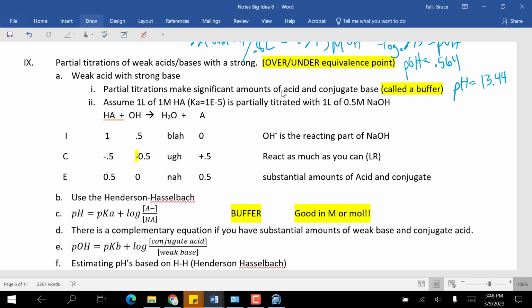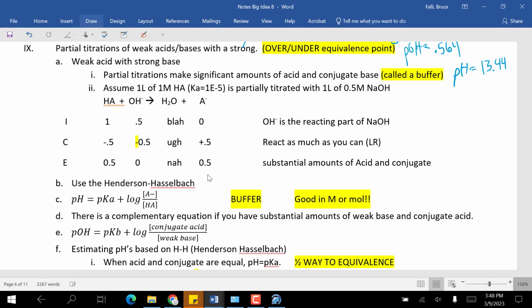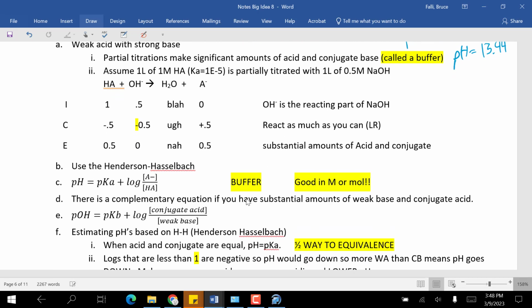The two ways to make buffers are to have a significant amount of each one. Partial titrations make a significant amount of acid and conjugate base. So assume 1 liter of 1 molar HA is partially titrated with 1 liter of 0.5 molar NaOH. The titration is done in moles, right? 1 mole, half a mole, minus 0.5, minus 0.5, plus 0.5. Notice how I have the acid and my conjugate base, so 0.5 and 0.5. Substantial amounts of acid and conjugate base. Use Henderson-Hasselbalch, and we've got a buffer.